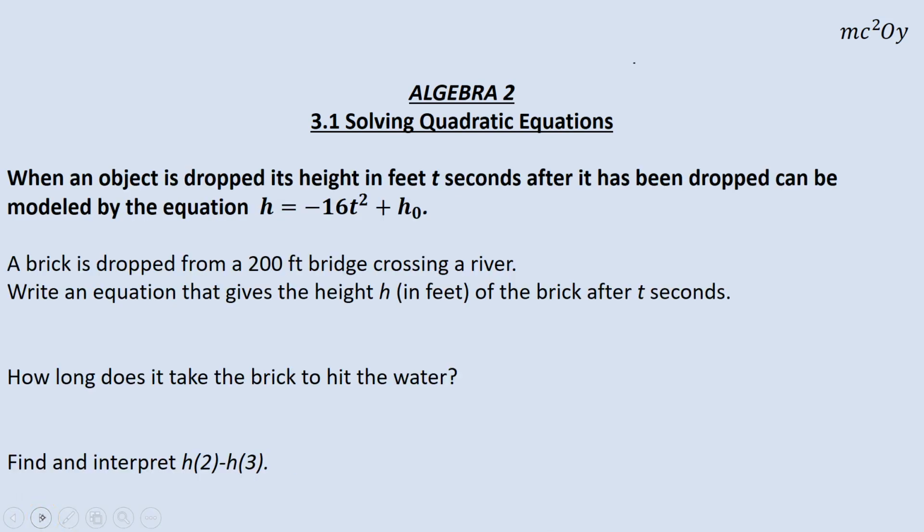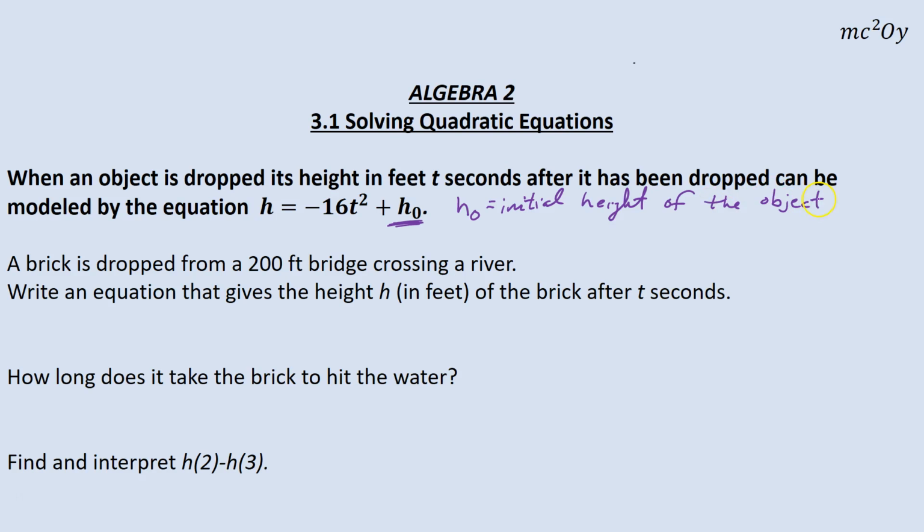Let's try a story problem here. When an object is dropped from a height, the height in feet, t seconds after it has been dropped, can be modeled by the equation h equals negative 16t squared plus h sub 0. H sub 0, by the way, is your initial height. H sub 0 equals the initial height, or the starting height of the object.